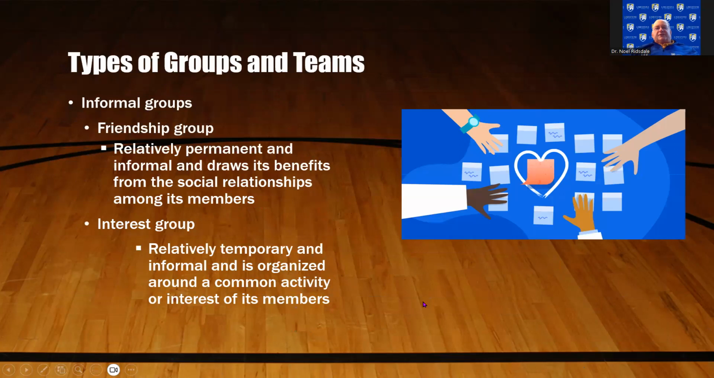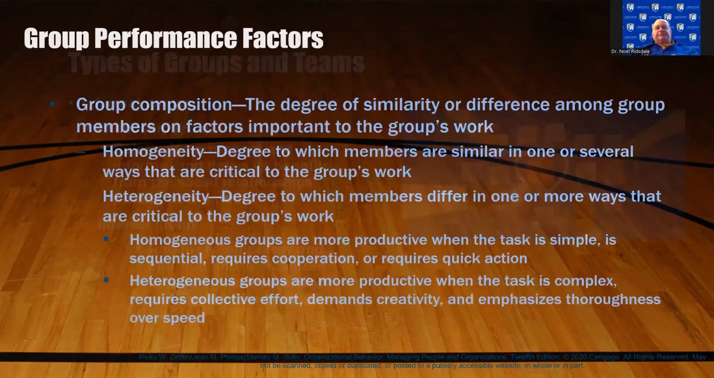These are informal groups. You have an interest group that might be formed around an activity or something that you like to do. Or a friendship group is permanent, your group of friends that go out, and you might go to dinner, you might go to a show. But there's actually some social benefit to being a member of it.